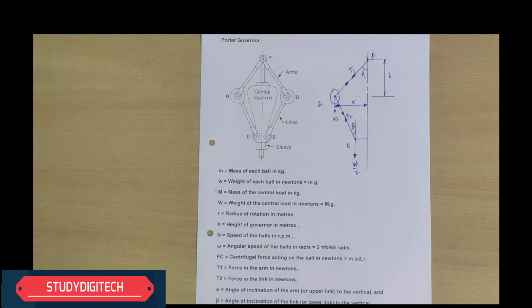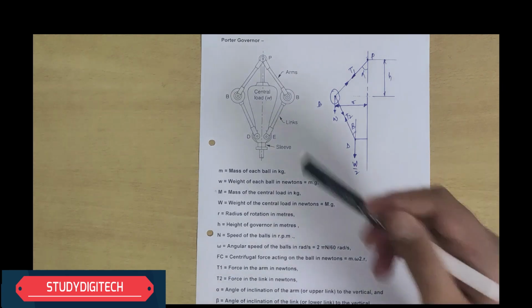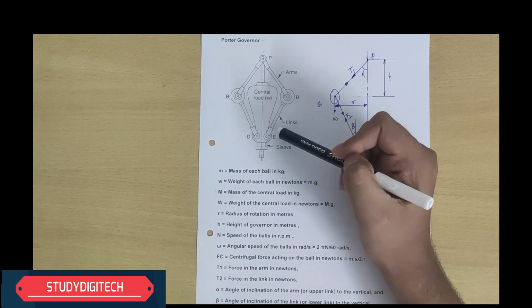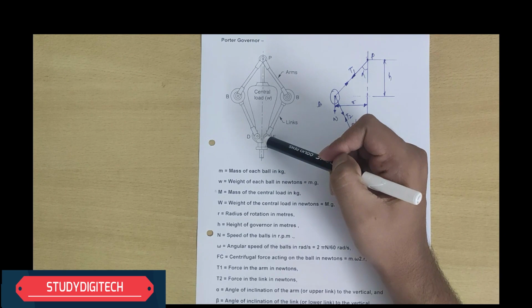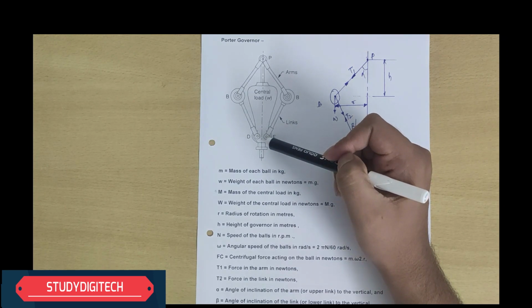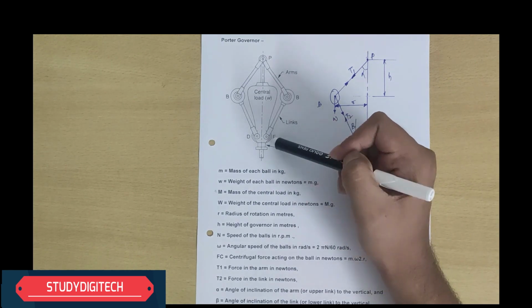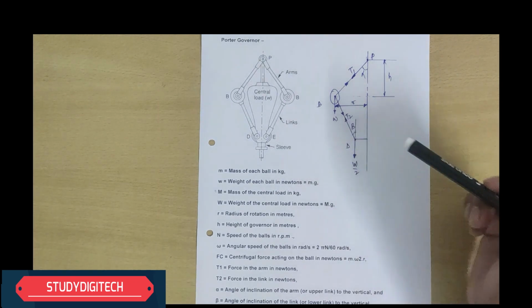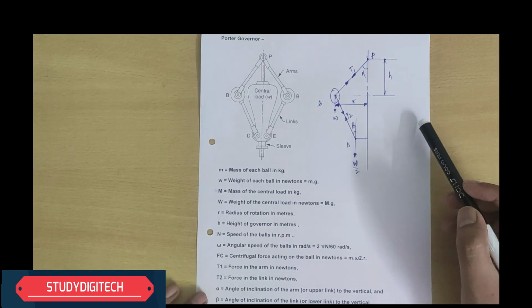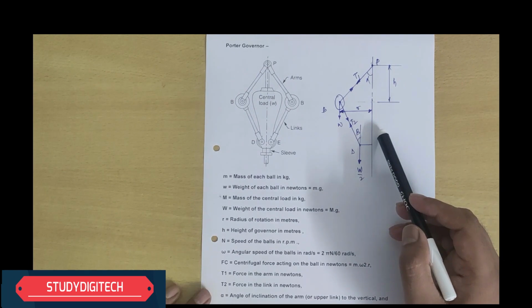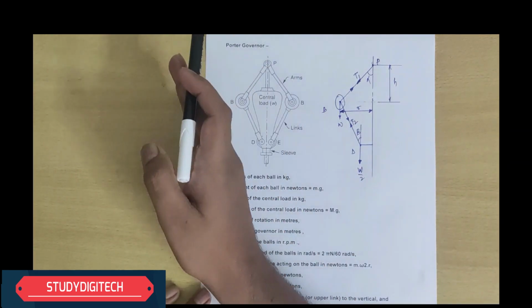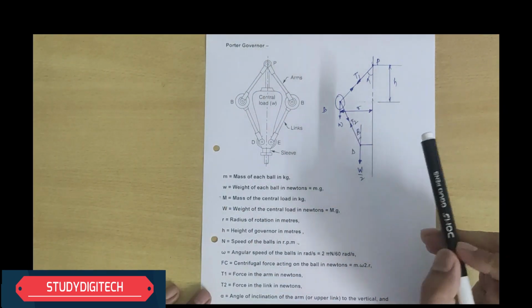In this video we are going to derive a relation to find out height and speed of a Porter governor. So Porter governor is a modification of Watt's governor in which central load is attached onto this sleeve. So this load moves up and down along with this sleeve. Now we are going to consider forces acting on one half of the governor, which is shown in this figure.